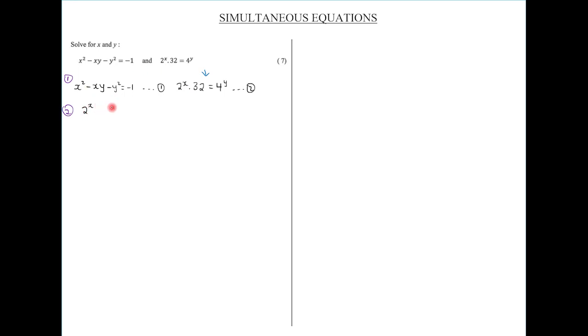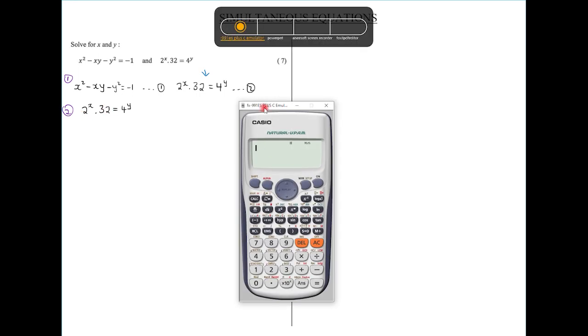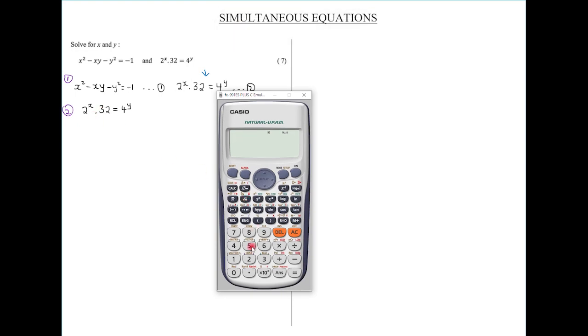So I have 2 to the power of x times 32 is equal to 4 to the power of y. Now how do I simplify this? The first thing I need to do, whenever I'm encountering exponents, is prime factorize all my numbers. Now 2 here is a prime number, so it's okay. Now 32 is not, which means we need to open up our calculator, and then to prime factorize 32, we press 32, then the equal sign, then press shift, and then you'll see there's a highlight that says fact, so press that one.